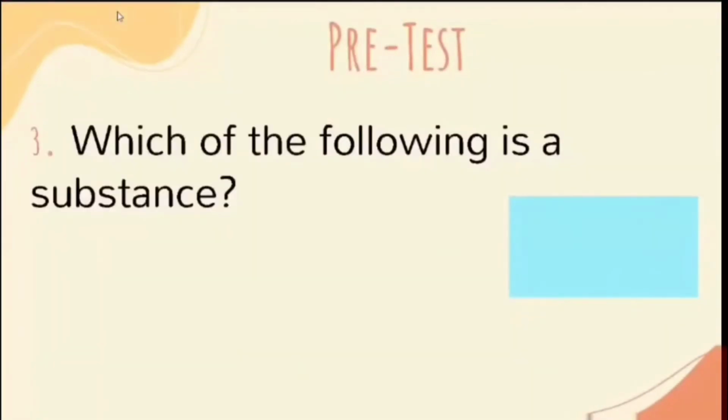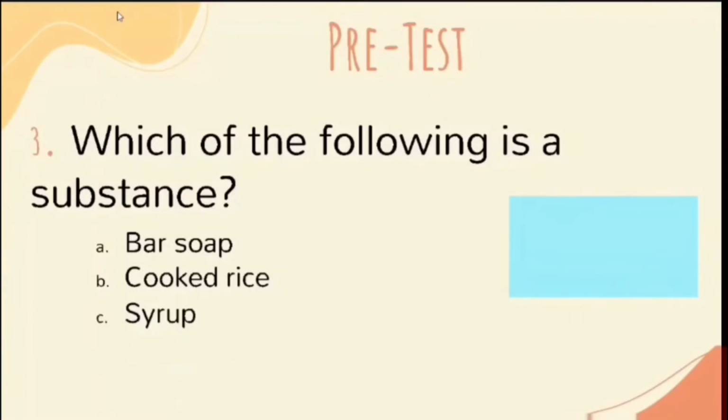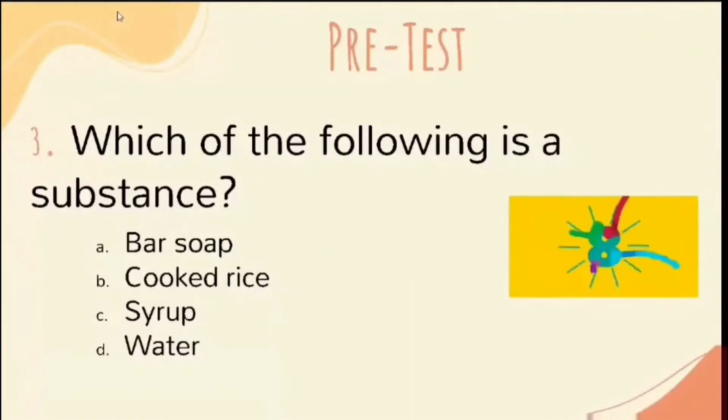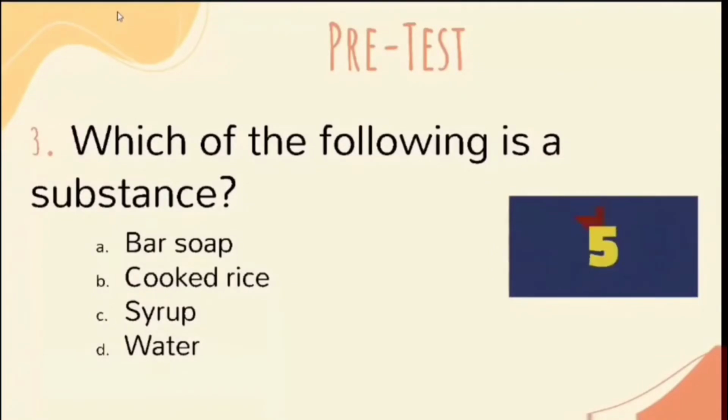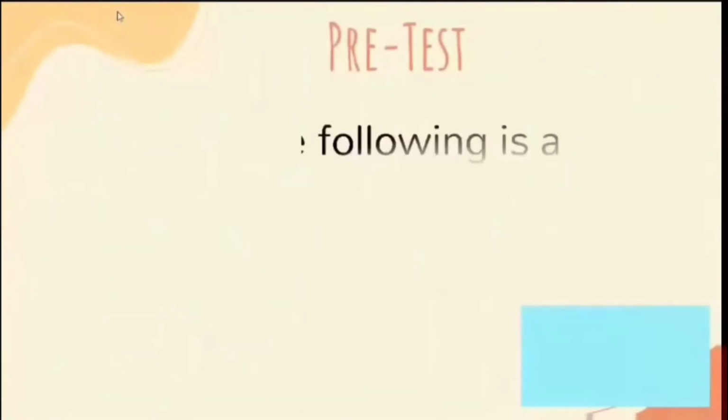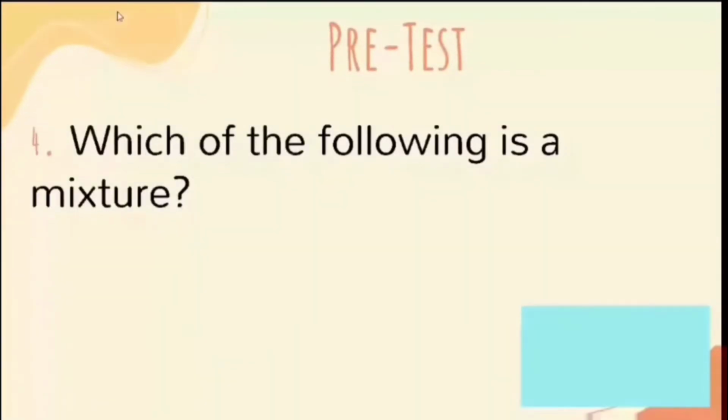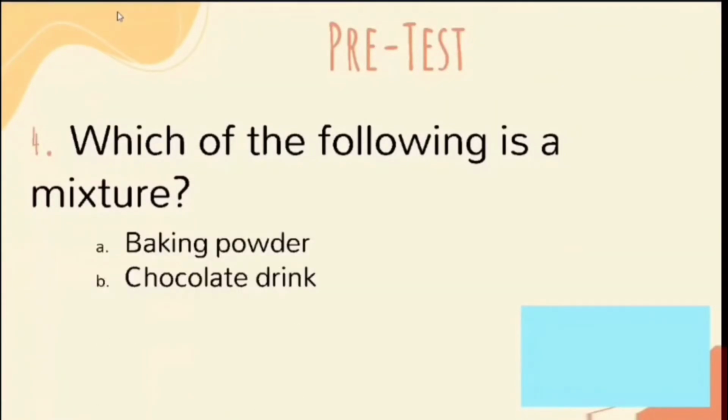Number 3. Which of the following is a substance? A. Bar soap. B. Cooked rice. C. Syrup. And D. Water. Number 4. Which of the following is a mixture? A. Baking powder. B. Chocolate drink. C. Salt. And D. Sugar.